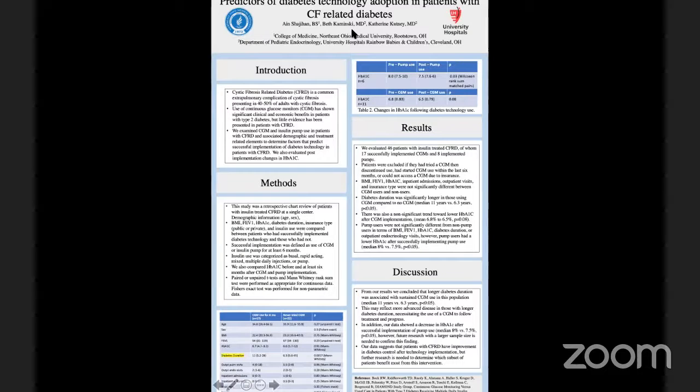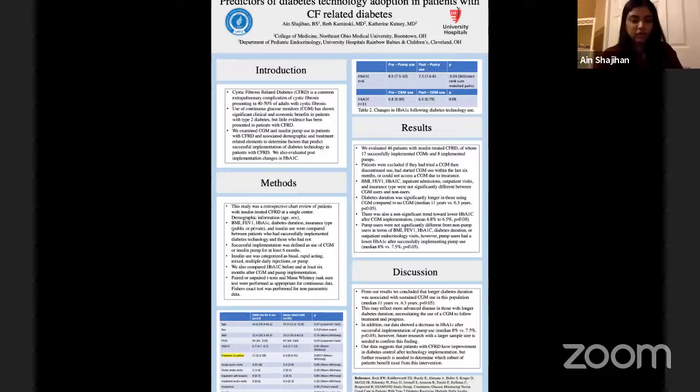We also compared HbA1c before and at least 6 months after implementation. Our study was a retrospective chart review of patients with insulin-treated CFRD at a single center. We evaluated 46 patients, of whom 17 successfully implemented continuous glucose monitors and 8 successfully implemented pumps. BMI, FEV1, HbA1c, inpatient admissions, outpatient visits, and insurance type were not significantly different between CGM users and non-users.